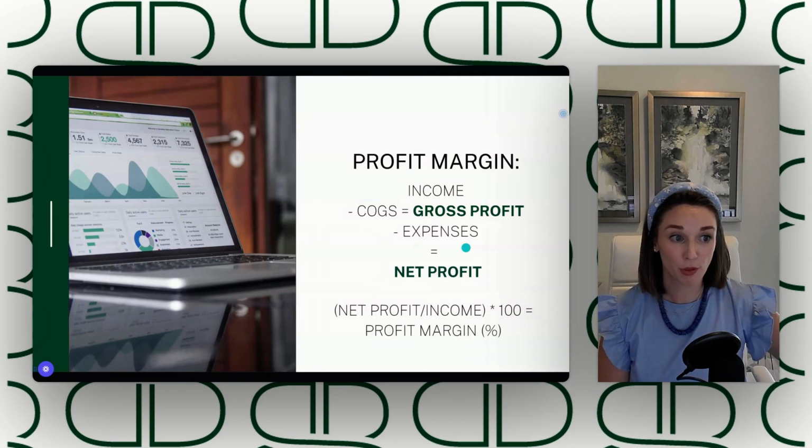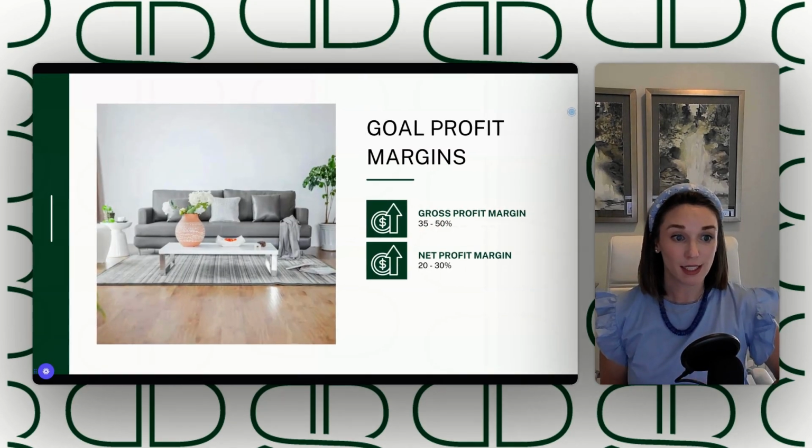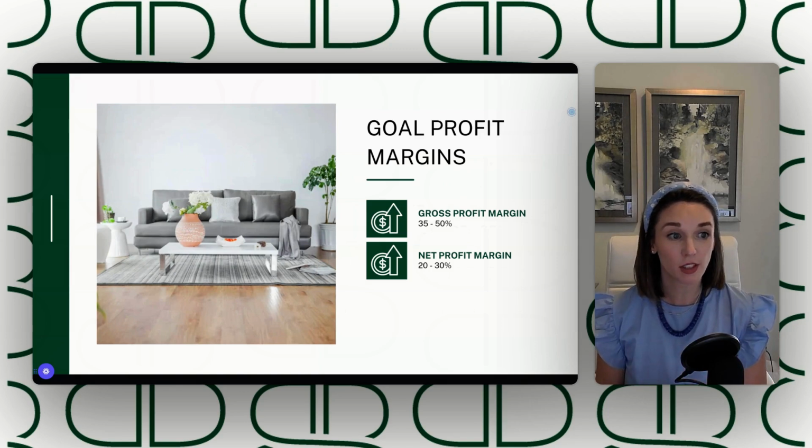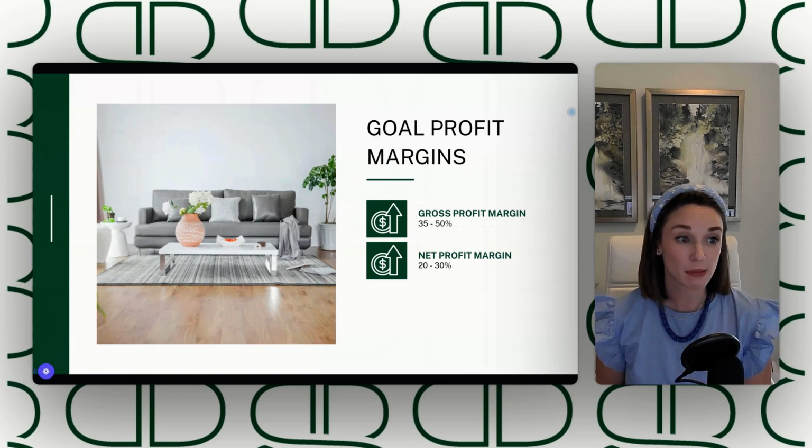So if we keep moving forward, a question that we get a lot is, well, what should my profit margin be? What's the goal? When you look at the research, when you look at the different articles, there are lots of different markers for this across expert industry-specific guides. So I have a few references here.